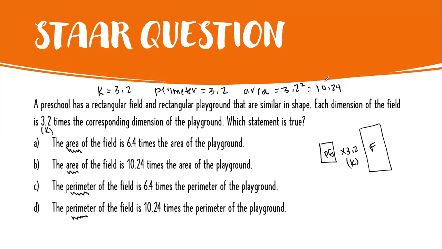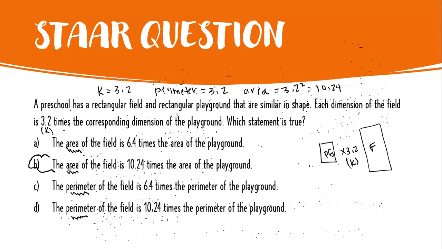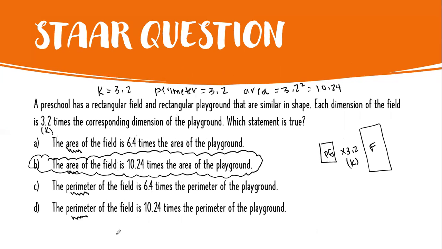So which answer is correct? Which one? B, right? Because the area of the field is 10.24 times the area of the playground. Oh, I think I didn't do a square. So perimeter, if it said perimeter, both of those numbers, it should say 3.2, not 6.4 or 10.24. Okay? All right, go ahead.